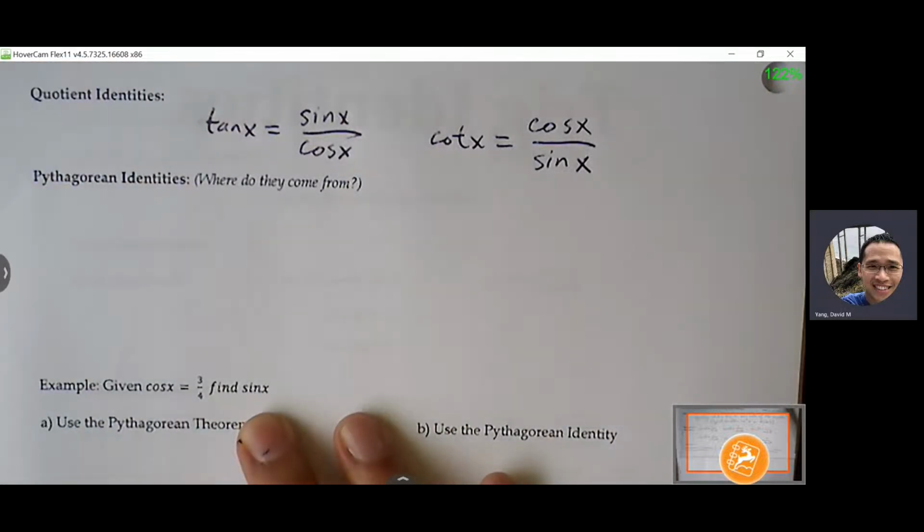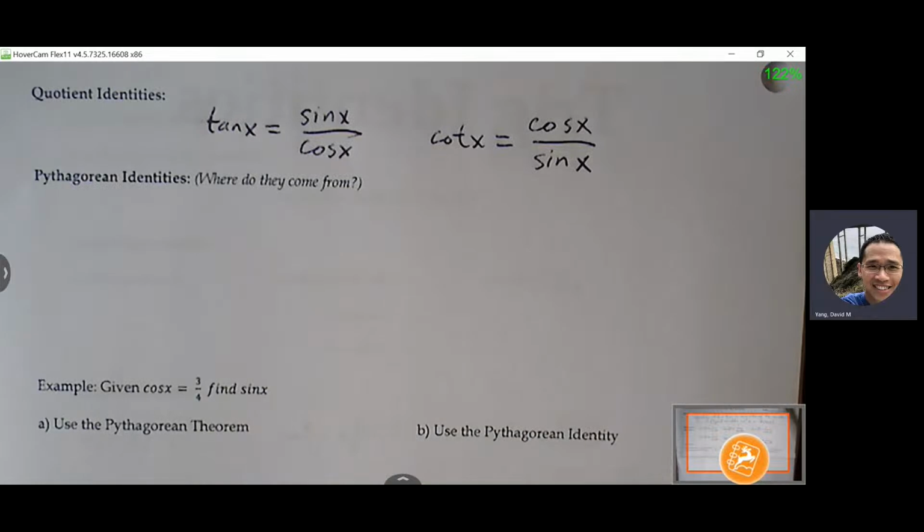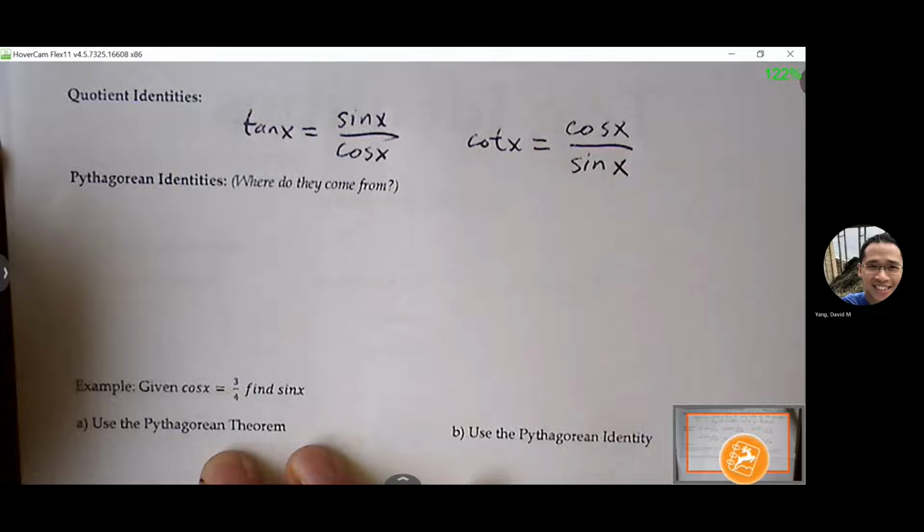Okay, there's actually 3 of them, but I will say that there's one that's more important than the other, because if we can memorize one of these, then the other 2 we don't have to memorize, we just have to know how to derive them.